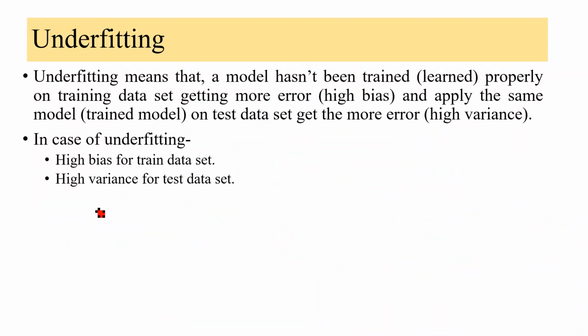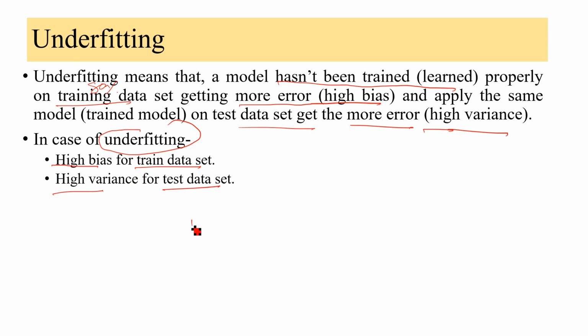So what is underfitting? Underfitting means that a model has not been trained properly. First of all, the model is not trained properly on the training data set, the 80% of the training data. You get more error, which means high bias. The same model is applied on the test data set, you get more error, which means high variance. So in case of underfitting, high bias for the trained data set and high variance for the test data set.